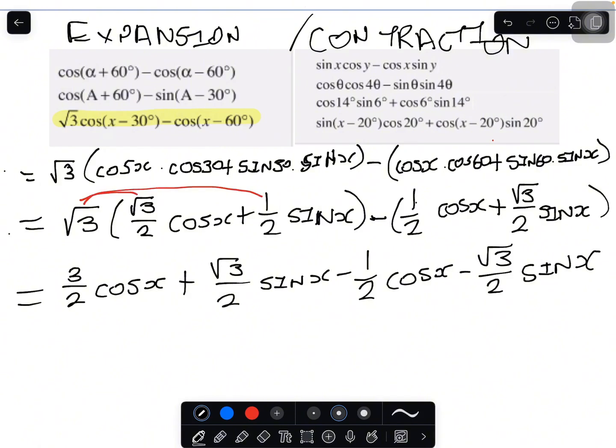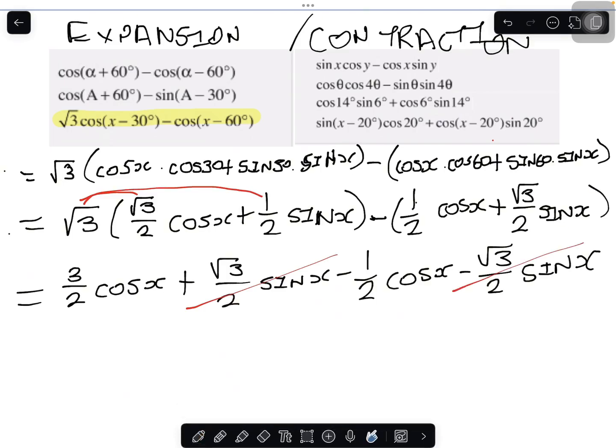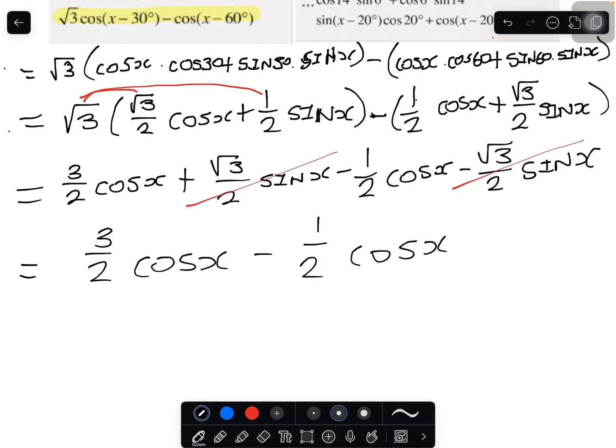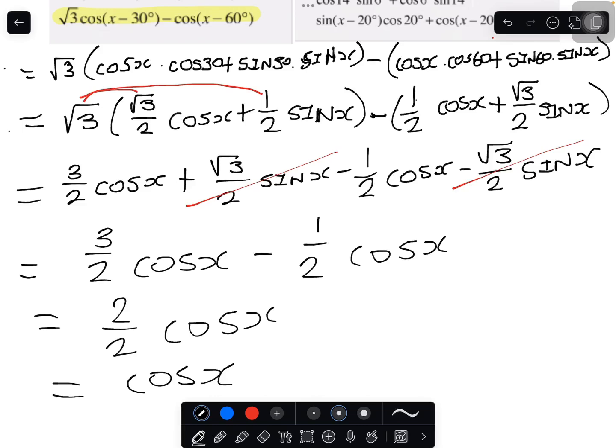Now, do any of these terms cancel off? Yes, this term right here cancels off with this term right here. In my next line, I will basically have 3 over 2 cos x minus a half cos x, which then equals 2 over 2 cos x, which then just equals cos x. Okay, I hope you guys are getting them right.